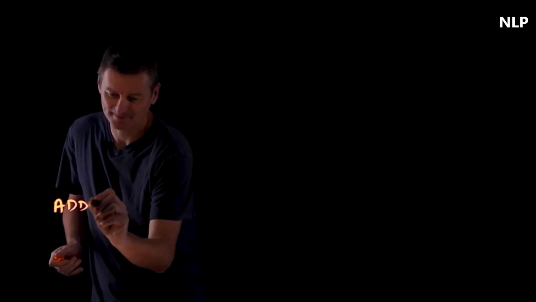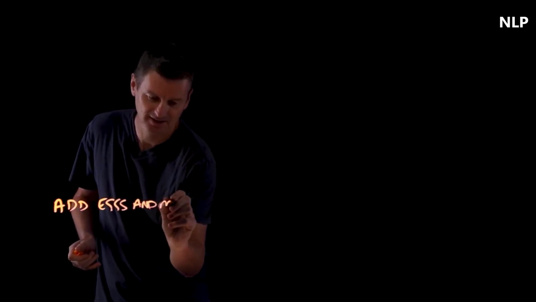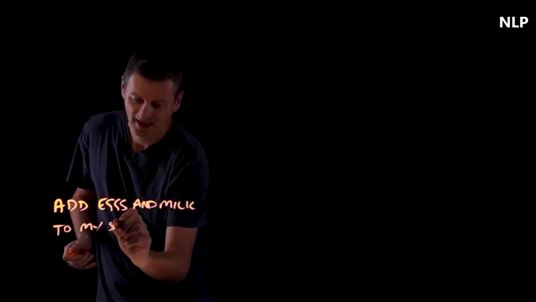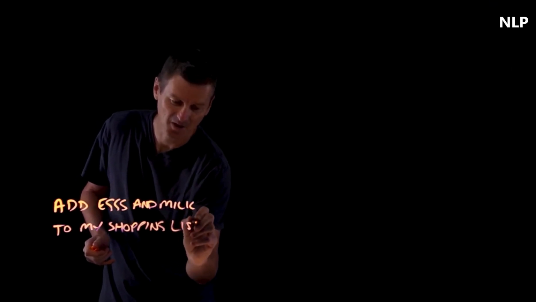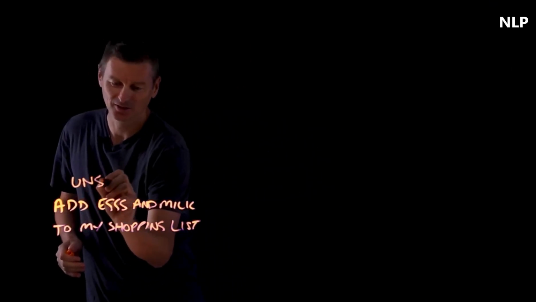Now, NLP starts with something called unstructured text. What is that? Well, that's just what you and I say. That's how we speak. So, for example, some unstructured text is add eggs and milk to my shopping list. Now, you and I understand exactly what that means, but it is unstructured, at least to a computer.